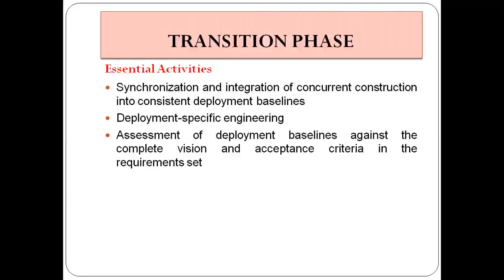So in order to achieve those primary objectives, what do we have to do? We have to first make the synchronization and integration of construction increments into consistent deployment baselines. And deployment specific engineering is needed. So in the deployment specific engineering, if any cutovers are there, they will be concentrating on that. Commercial packing and production, the sales rollout kit development, and the field personnel training. So these are all the activities which come under your deployment specific engineering.